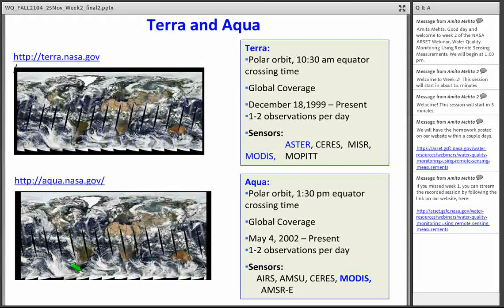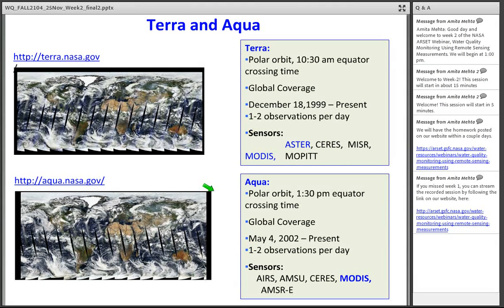So from Landsat, now we move to these two satellites, Terra and Aqua. These are NASA's Earth observing satellites launched in 1999 and 2002 respectively. These two are polar orbiting satellites. Terra has an equator crossing time of 10:30 a.m. and Aqua has 1:30. So observations from Terra are at local time 10:30 a.m. and p.m., and from Aqua 1:30 a.m. and p.m.